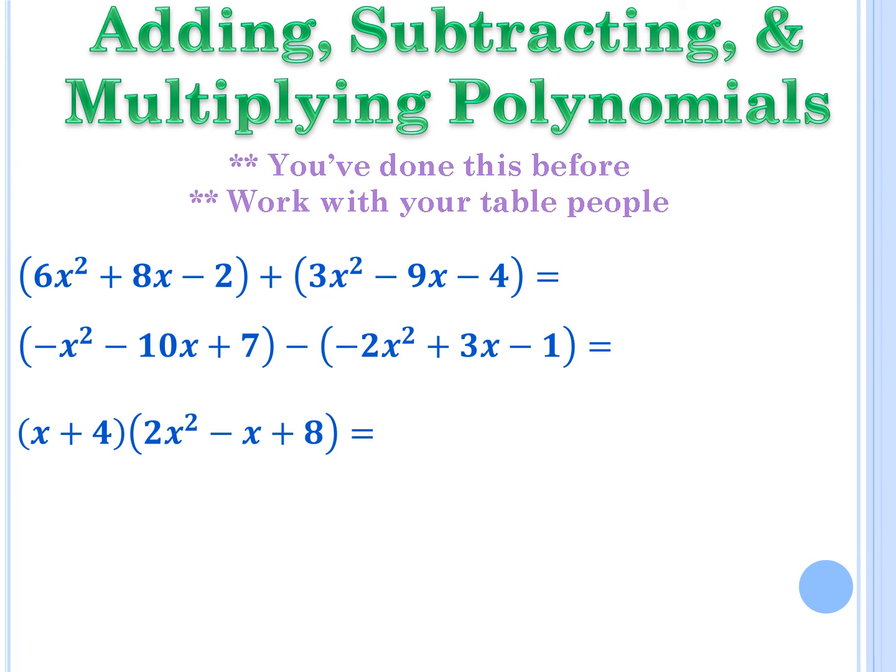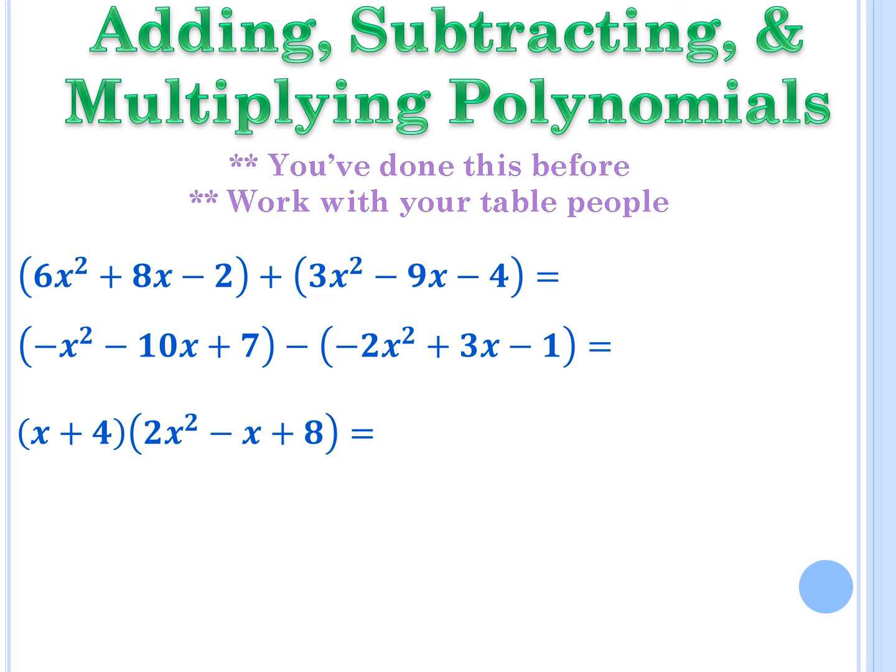Okay, I want you to pause the video and try these 3 problems on your own. You've done this before in Algebra 1. We've done it in each of our units practically. So basically, we're just adding and subtracting and multiplying polynomials. This is stuff you've done before. So I want you to pause the video, and when you're ready to check your work, hit play.